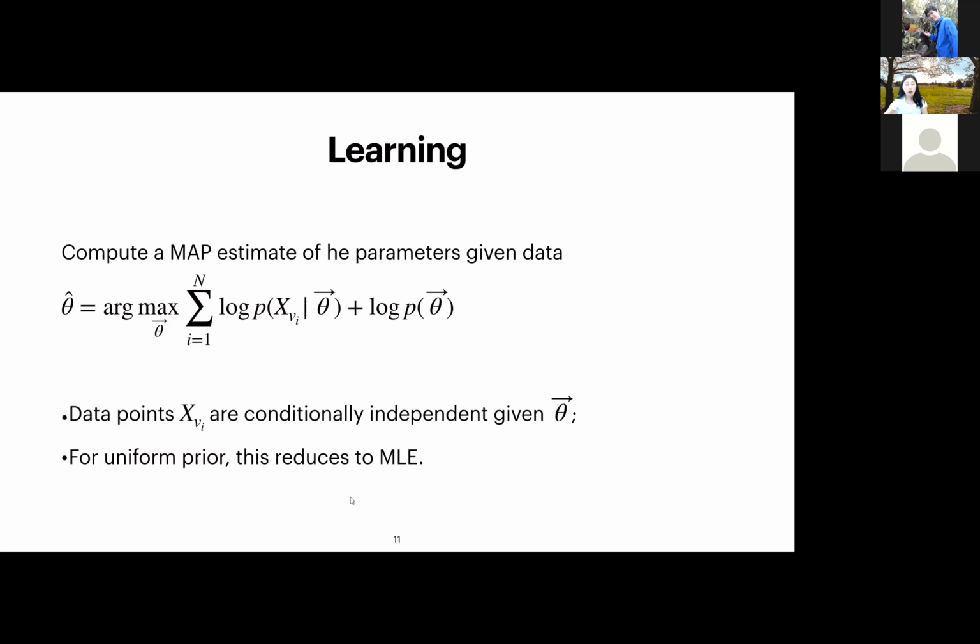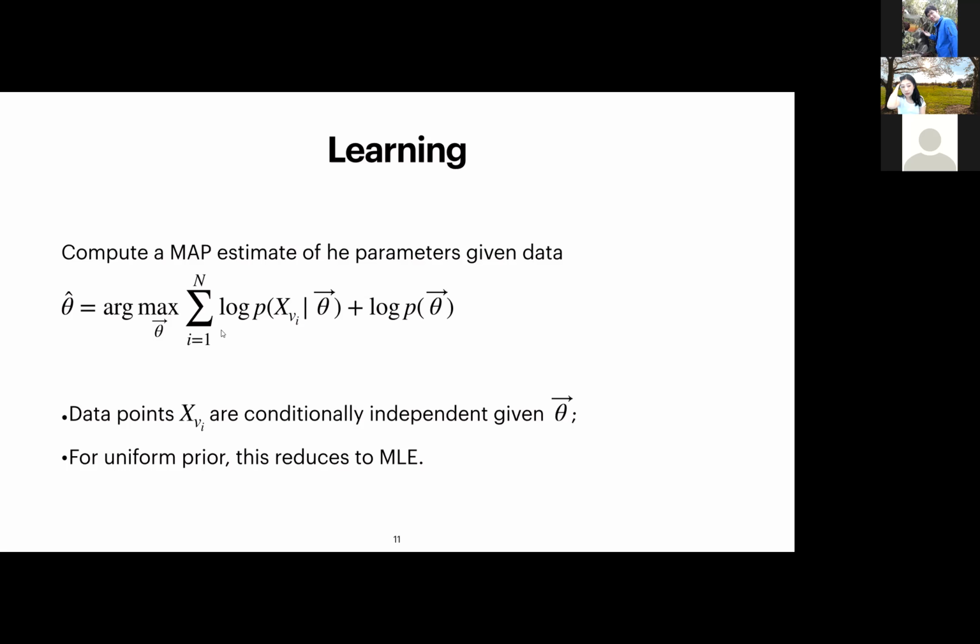Okay, so first of all, why are the data points conditionally independent given theta? That's why I can just write it as the summation of the logarithm. Because they are conditionally independent, the probability becomes a multiplication, and therefore under the logarithm it becomes a summation.